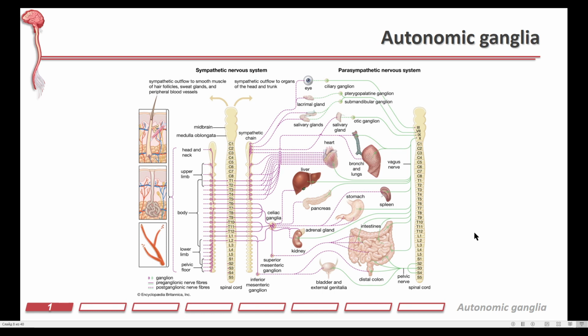Now once again you can have a look at the ganglia which we have. Here this diagram nicely shows you the exact locations. So these are the paravertebral ganglia or sympathetic chain. These are the prevertebral, you can see superior, inferior mesenteric ganglia, celiac ganglia. This is for the sympathetic. And for the parasympathetic, you can see they will be within the organ. So you have very long preganglionic fibers and rather short postganglionic fibers, because all the ganglia, they are either close to the organ or within the organ.